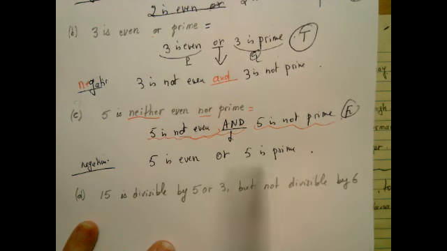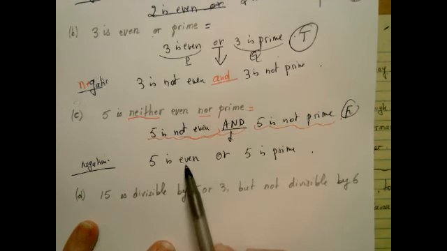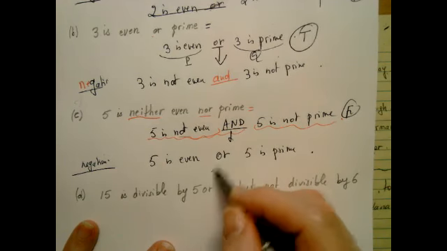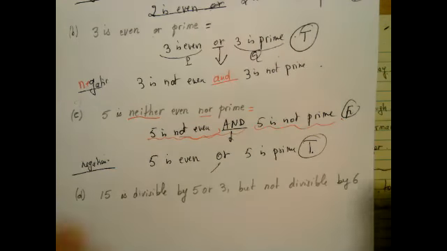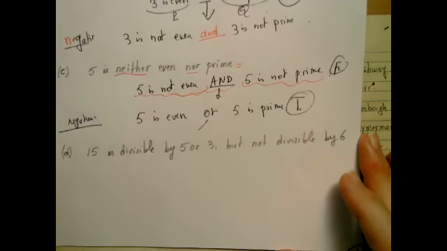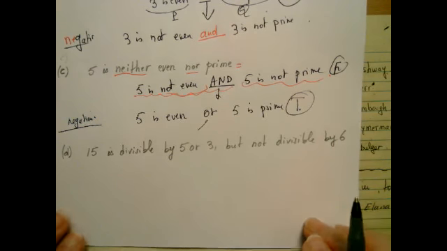Now this has to be true, or what I'm writing doesn't make sense. 5 is even is false, but there is an or. If one is true, the other is true. 5 is prime is true. At least it gives me an idea that I'm not goofing a lot. Okay, and now the last one.